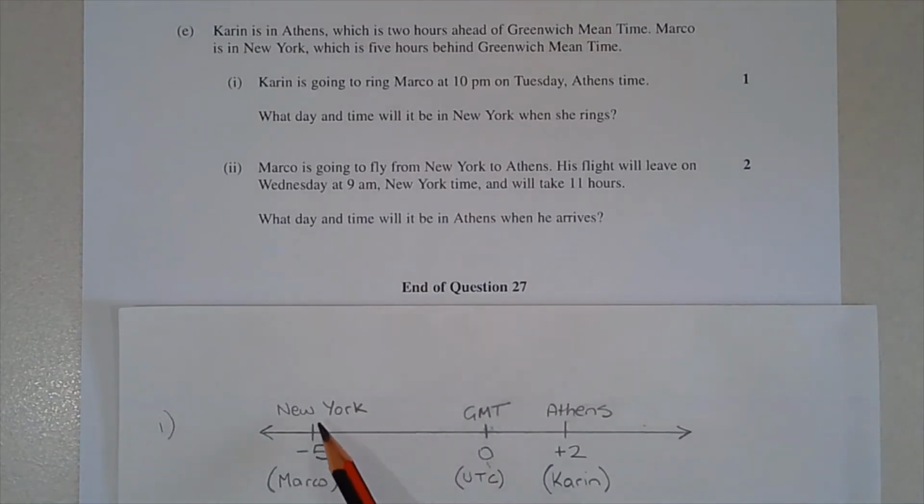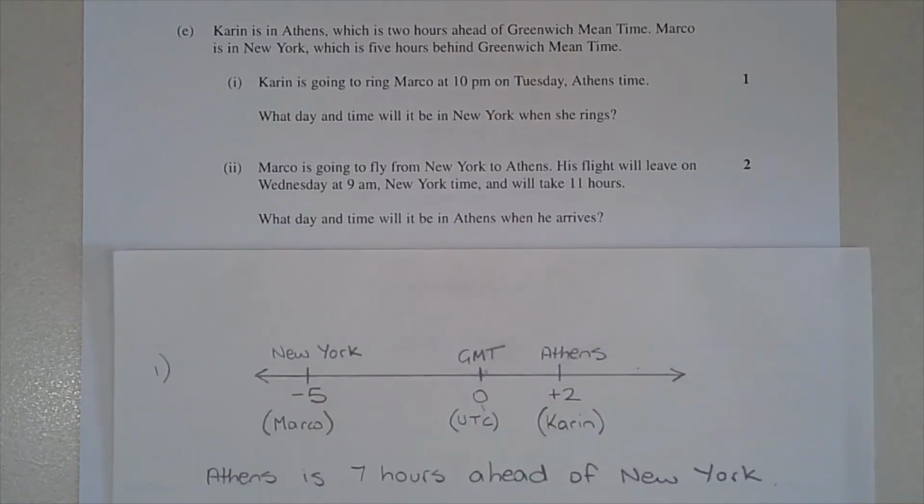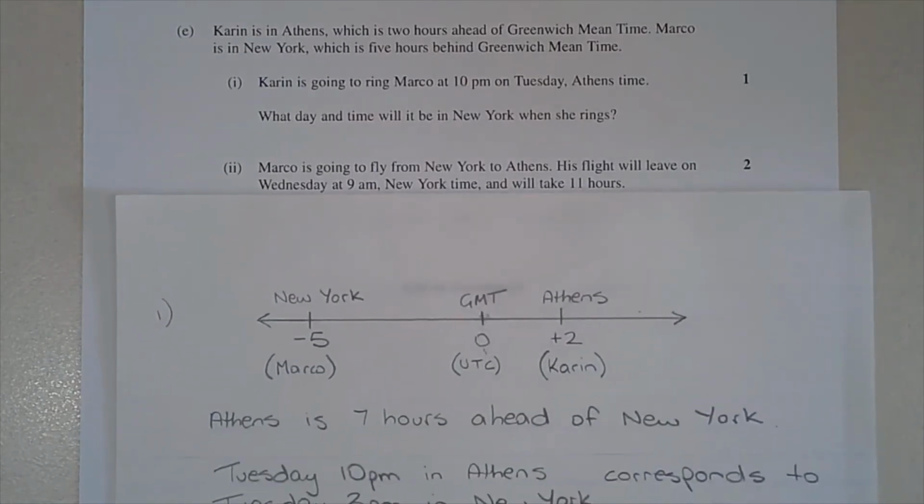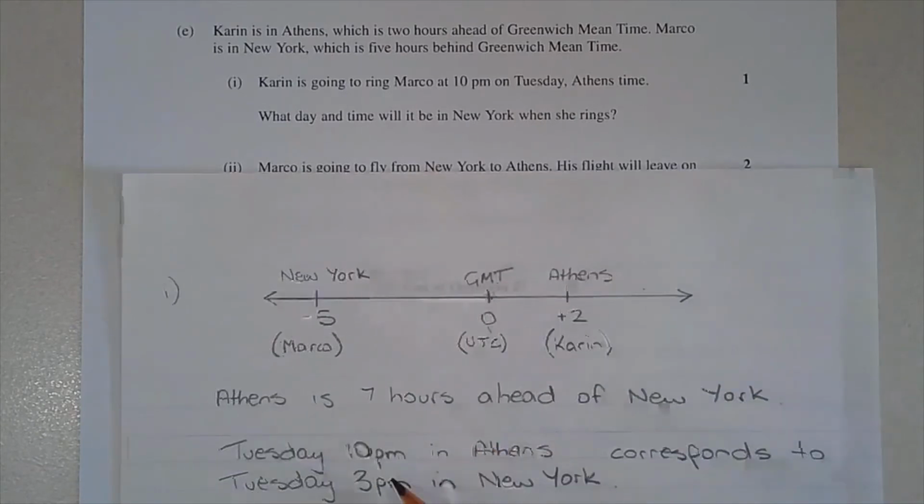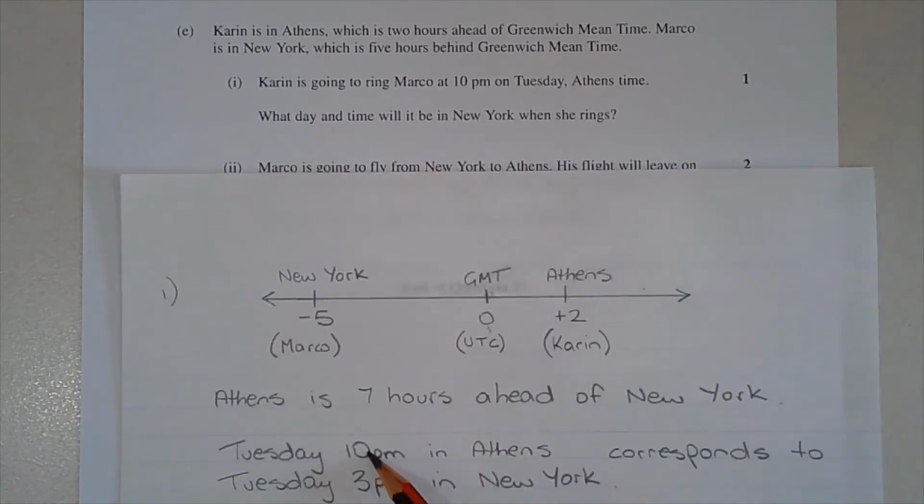So the time difference between New York and Athens can be found by finding the time difference between New York and GMT. So between -5 and 0, there are 5 hours. And between GMT and Athens, there's another 2 hours. So 5 hours plus 2 hours gives us 7 hours. So Athens is 7 hours ahead of New York, or we can say that New York is 7 hours behind Athens. So Tuesday, 10 p.m. in Athens, if we subtract 7 from 10 p.m., corresponds to Tuesday, 3 p.m. in New York.